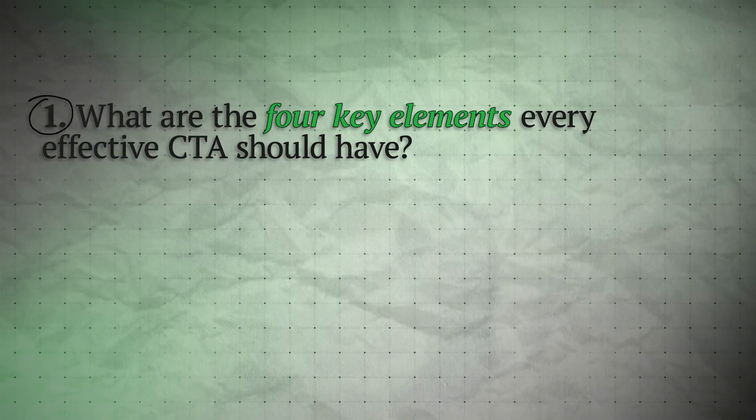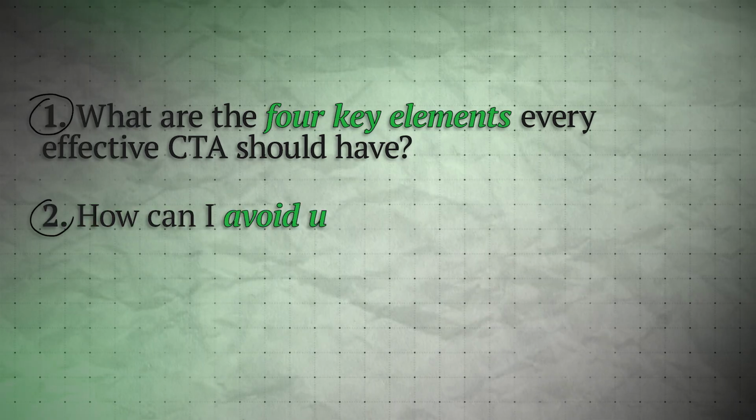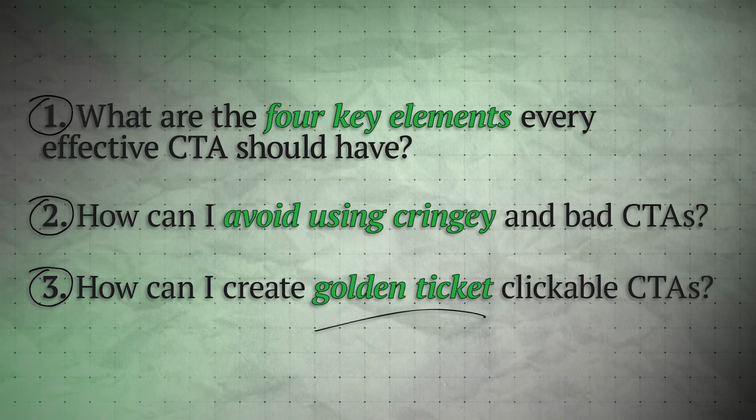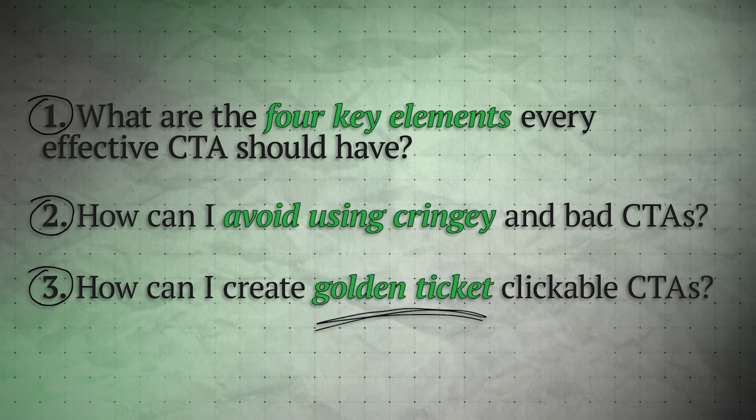Let's break it down and focus on these 3 areas that will teach you all you need to know to nail CTAs, to have customers clicking through. What are the 4 key elements every effective CTA should have? How can I avoid using cringy and bad CTAs? How can I create golden ticket clickable CTAs?